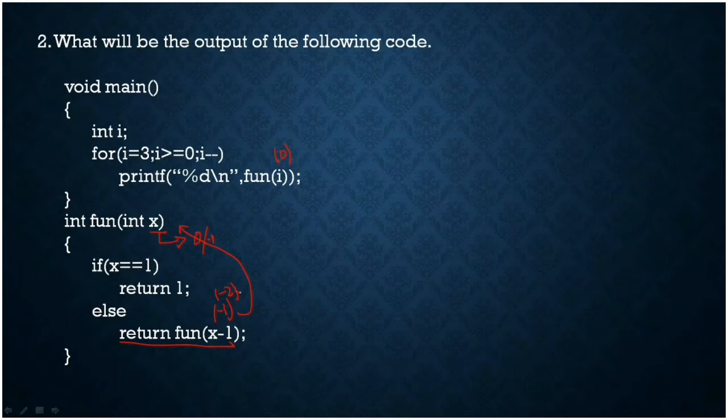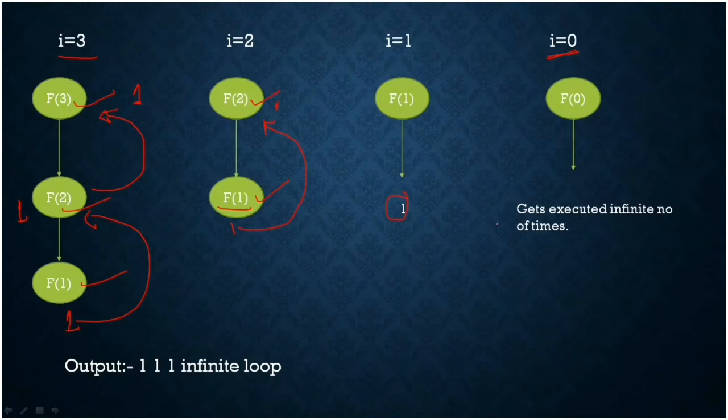Again the function is called with minus 2. The x value is minus 2. So again, is minus 2 equal to 1? No. So this will iterate infinitely, up to minus infinity, because there is no condition for 0. That's why it will get executed an infinite number of times. So the output is 1, 1, 1, an infinite loop.